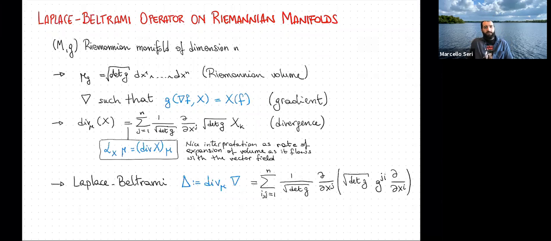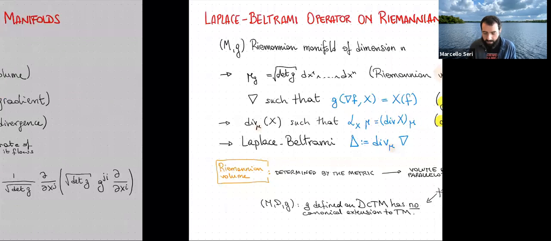And then the Laplace-Beltrami is the divergence of the gradient. So we just plug in all the bits, and it does have a nice expression in terms of the metric. Are we all on the same page for now? I'm still on the Riemannian side.